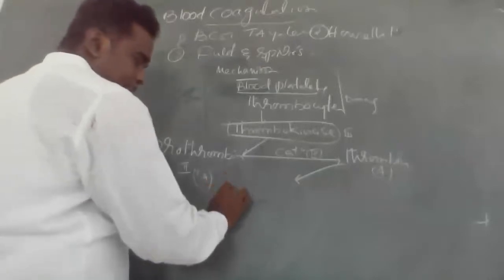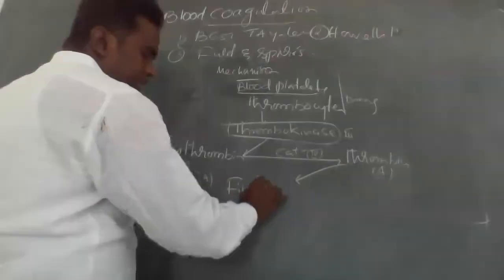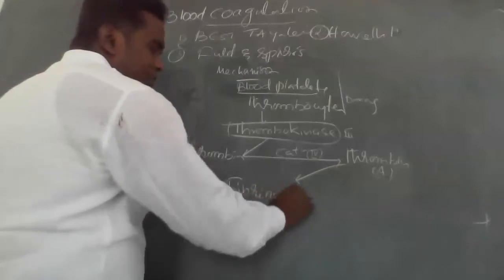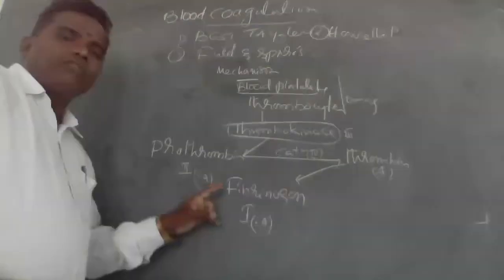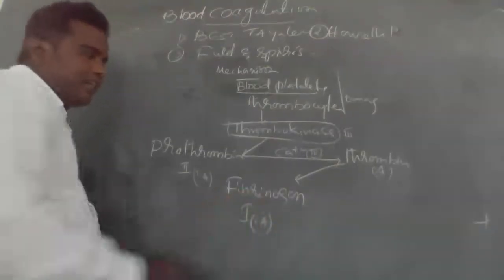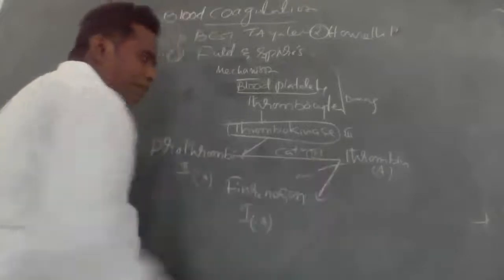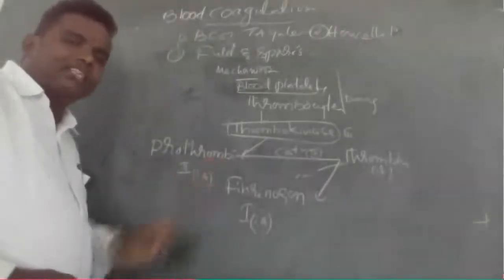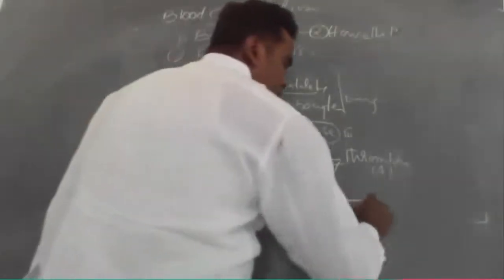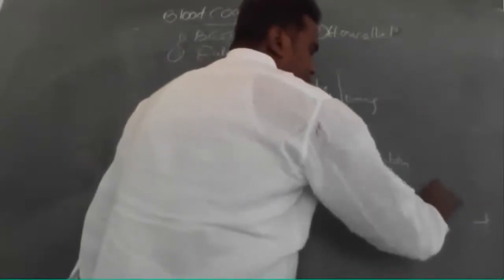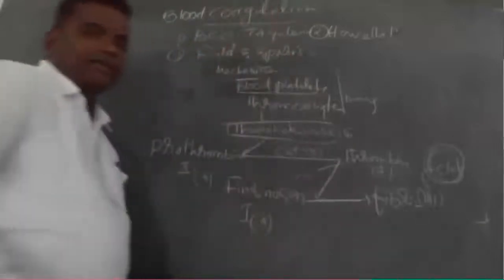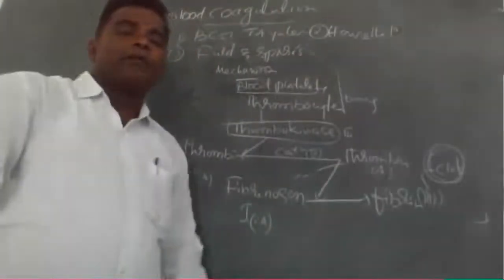The first factor, that is fibrinogen. Fibrinogen is the first inactive factor. The thrombin activates the first inactive factor, fibrinogen, into fibrin. Now a group of fibrin is formed. That forms a clot, and the clot is followed by the plug being formed.